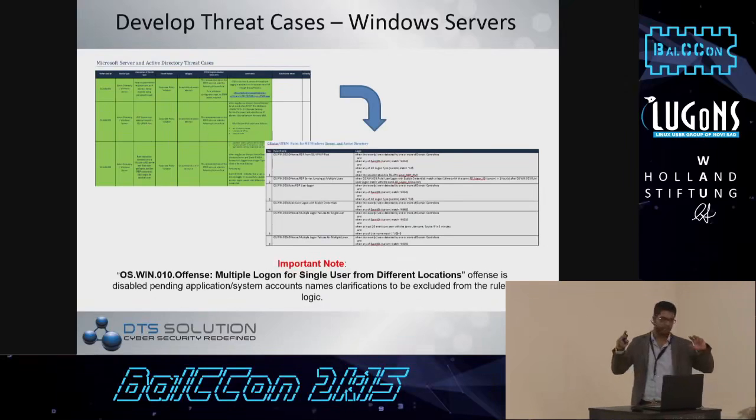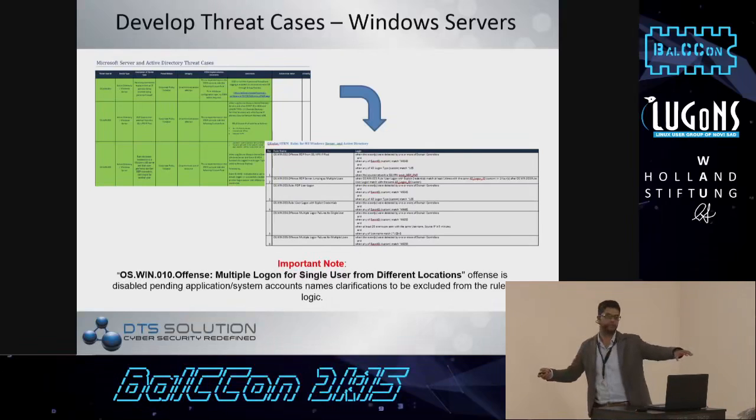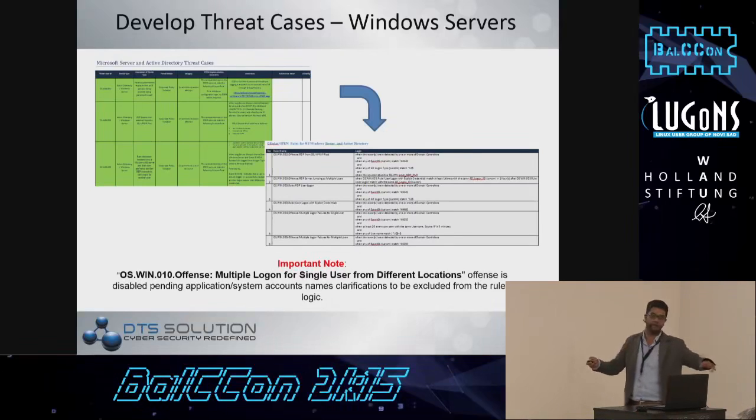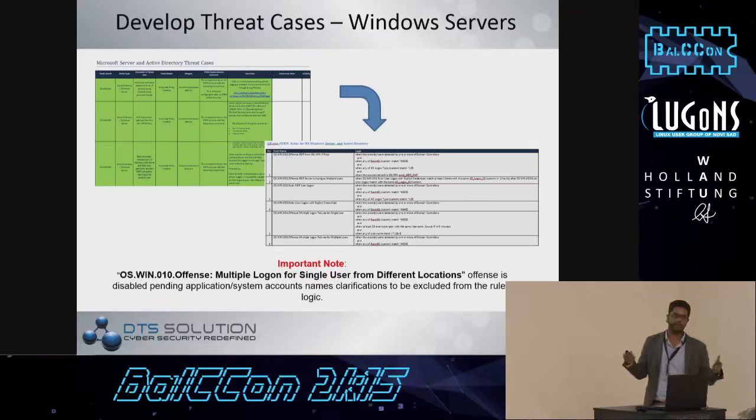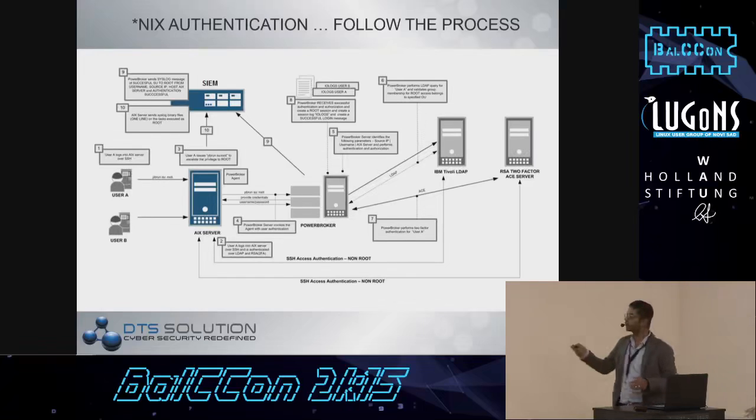This is a very high-level example, but it's an example where a single user, Shah, has logged in from Dubai and from Serbia, Novi Sad. He cannot be in two locations at the same time. So these are the kind of threat cases that are developed and built into the SIM solution, right? And understanding authentication architecture, for example, is how you build a SOC.